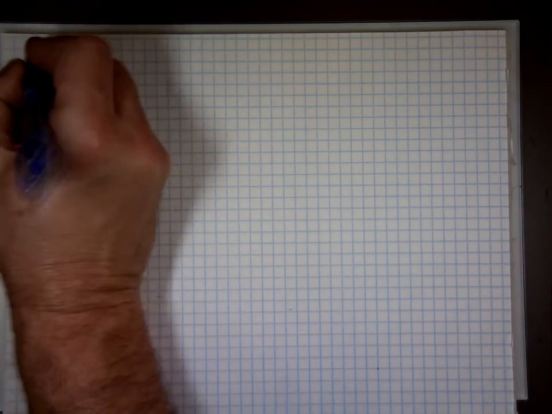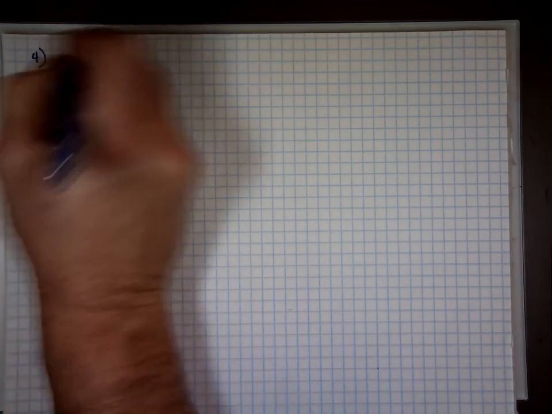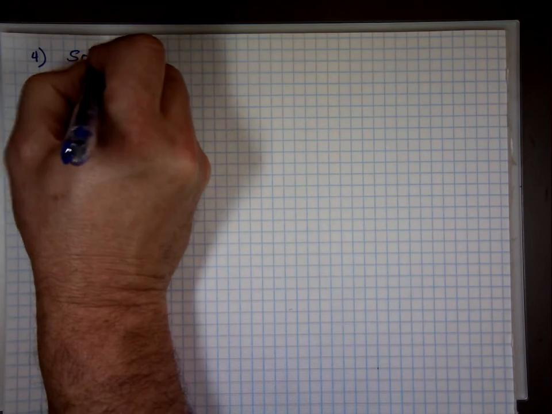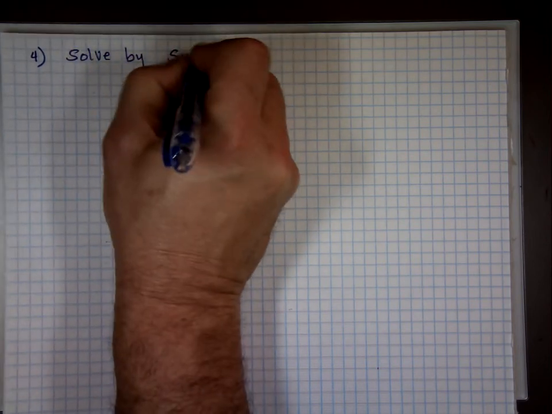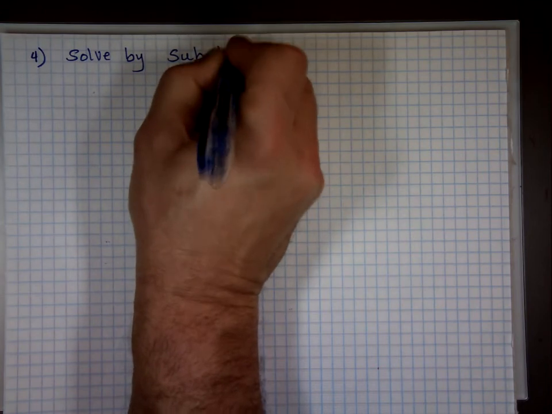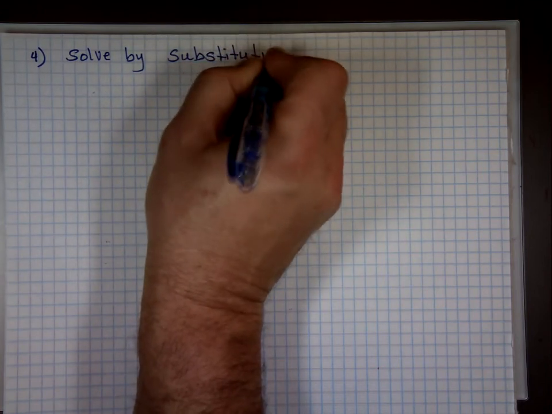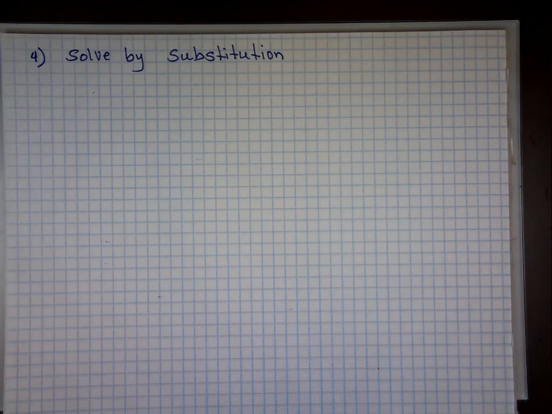Let me try another one solved by substitution. Here's the good news. On the test, they're going to say solved by graphing, solved by substitution, solved by elimination method. Guess what? You can use any method you want to use. Nobody's watching you. You just got to plug in your answer at the end.